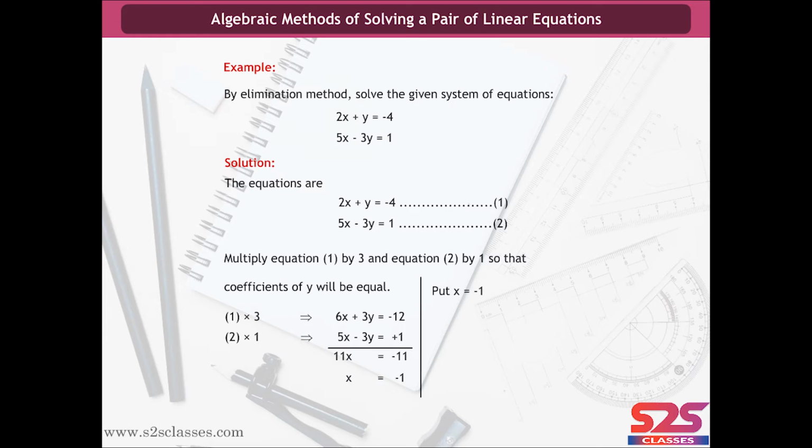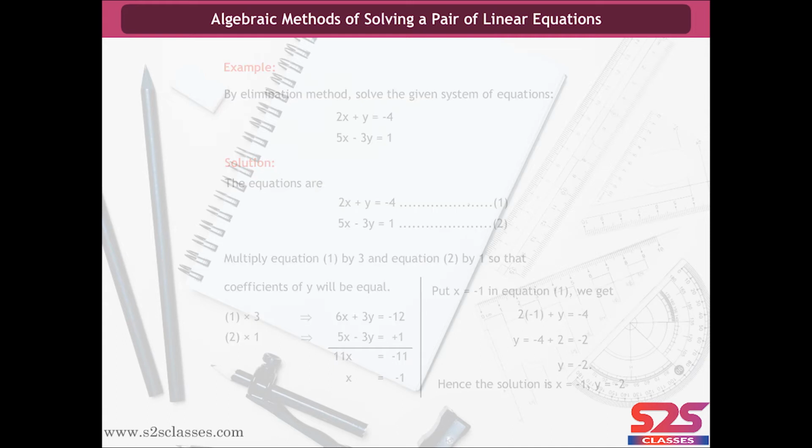Now put x = -1 in equation 1, we get 2 times -1 + y = -4, or y = -4 + 2 = -2, or simply y = -2. Hence the solution is x = -1 and y = -2.